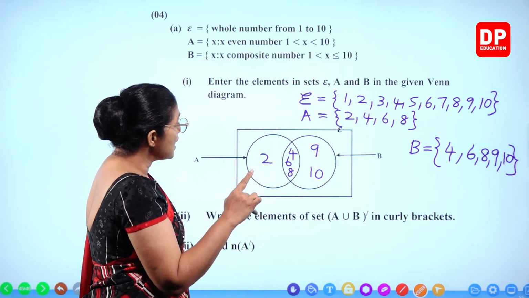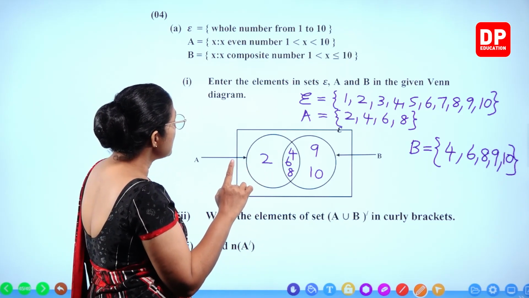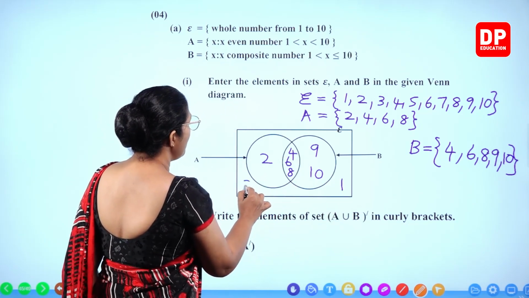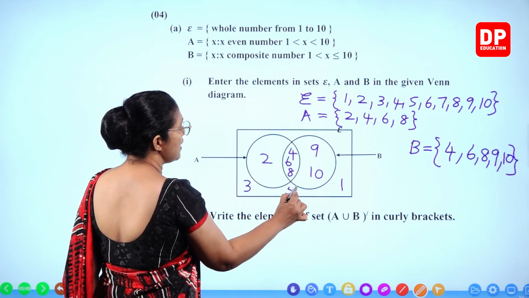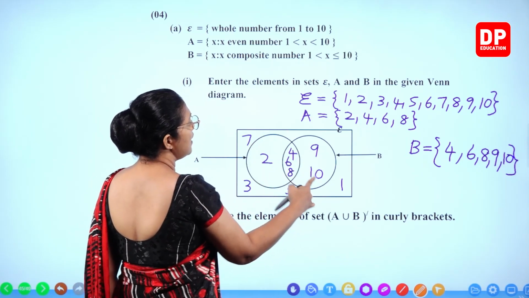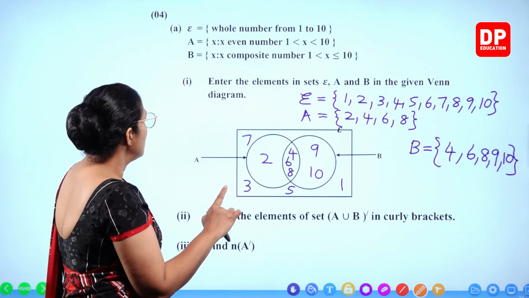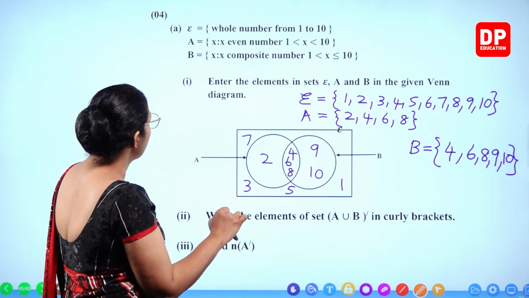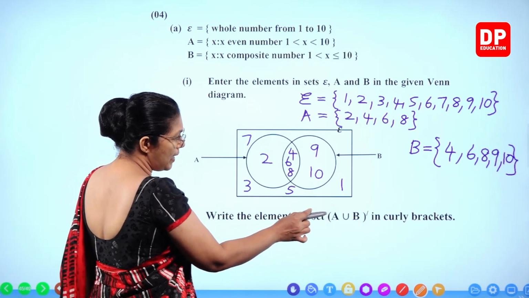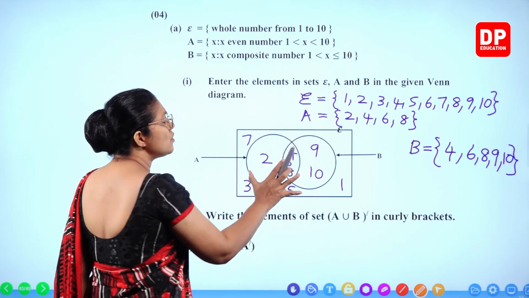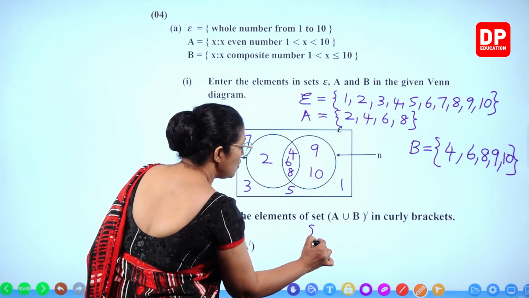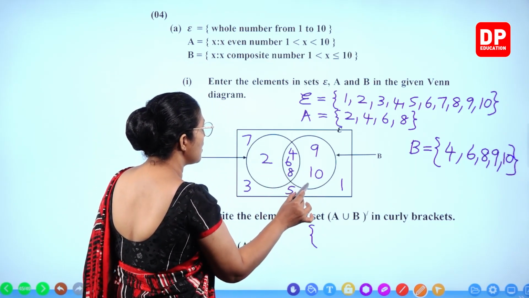Now what's outside? Now check whether all the numbers are there. 1 is not there. So 1 is outside. 2, 3, 4. 5 is not there. 6, 7 is not there. 8, 9, 10. So this is the final Venn diagram. Then write the elements of set (A union B) dash. (A union B) dash means everything outside the two circles. So you have to write down the elements outside the two circles.